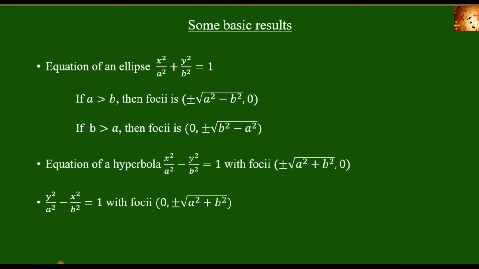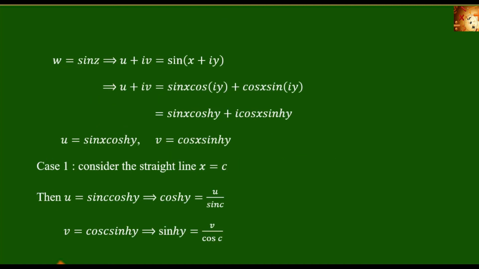If the equation is y square by a square minus x square by b square equal to 1, then the focus will be 0, plus or minus root of a square plus b square. So these are the basic results which we want while discussing the conformal mapping W equal to sin Z. Next, W equal to sin Z, which is our mapping.